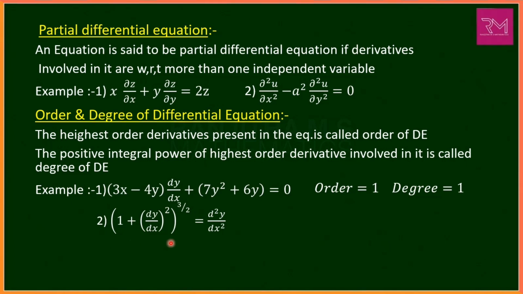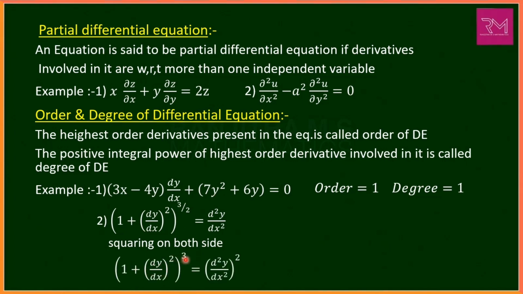So, to obtain the particular order, we square both sides of the equation. On the left hand side we get 1 plus dy by dx whole square, whole power 3 by 2, multiplied with 2. Hence, we can cancel these two terms and the remaining is 1 plus dy by dx whole square, whole power 3, which is equal to, on the right hand side, d square y by dx square whole power 2. Now, on the left hand side we can simplify further, as this is of the form a plus b whole cube, so that we get the maximum value as dy by dx whole square. Hence, we get the maximum value as dy by dx whole power 6.